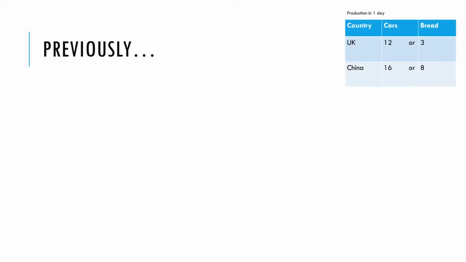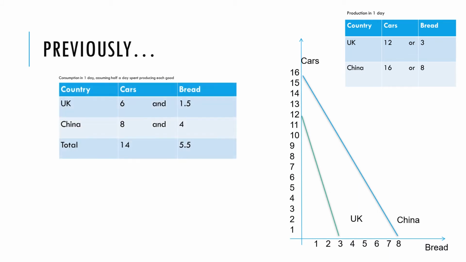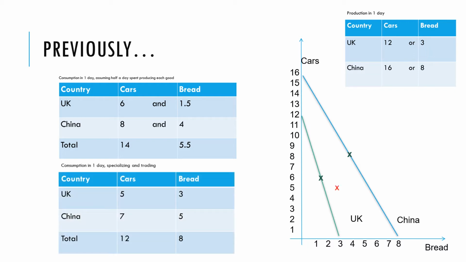Now this follows on from previously where we looked at the magical theory of comparative advantage. So we looked at some production possibilities between the UK and China, which gave us PPFs. And we saw that if countries did not specialize in trade, they would consume halfway along their PPFs, spending half a day on producing each good. So they would be at this position here, consuming these quantities. But if they were to specialize in trade in the product in which they had the comparative advantage, both countries could achieve positions outside of their PPFs.